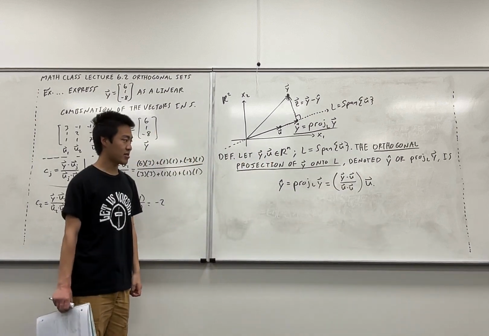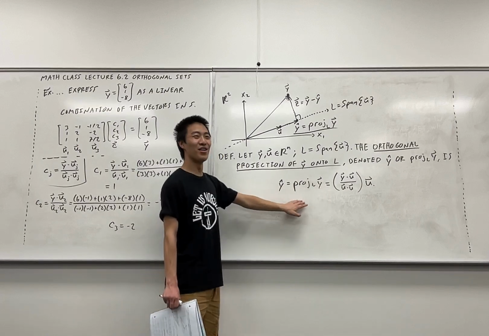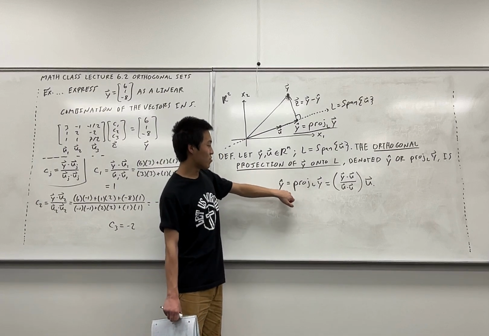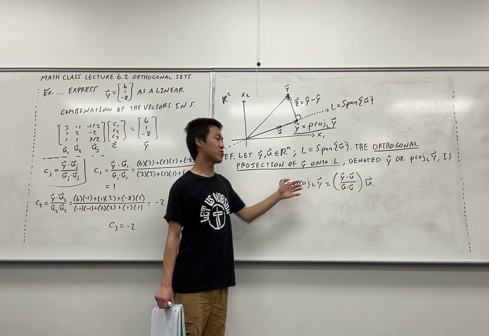That's how you can say those things. So do not call this "progeny," okay? Say "y is equal to the projection onto L of y." Okay, so don't be saying that.